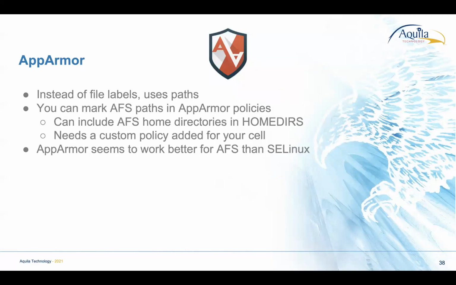Now, AppArmor, instead of using file labels, uses paths. And you can mark AFS paths in your AppArmor policies to be home directories or executable directories. All you need to do is have a custom policy for your cell. So really, AppArmor seems to work better for AFS than SELinux.